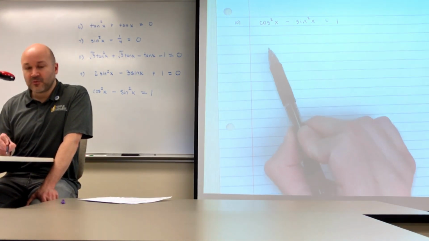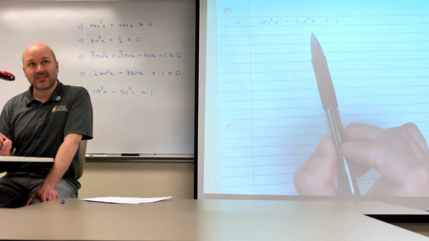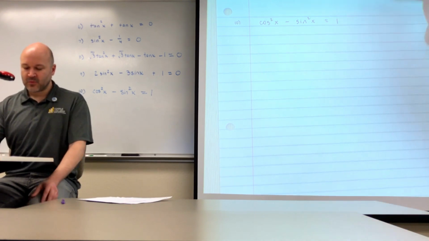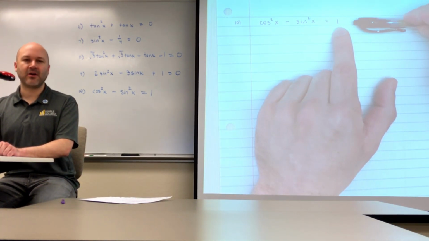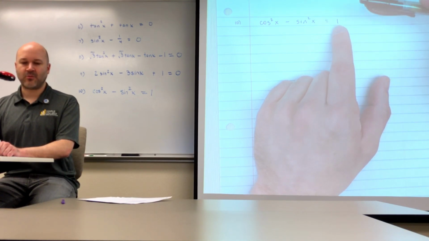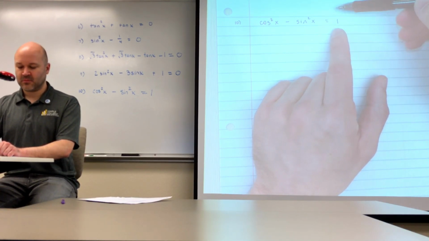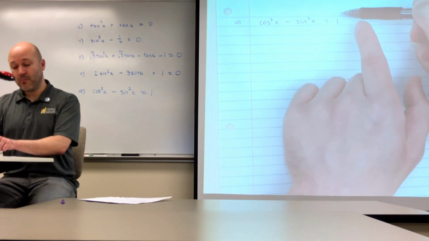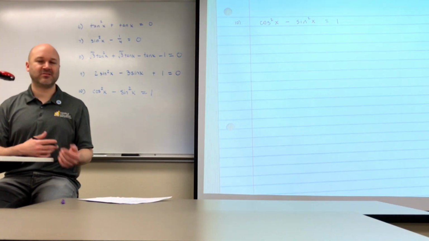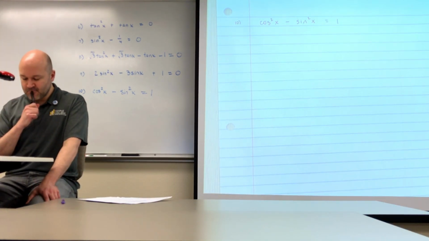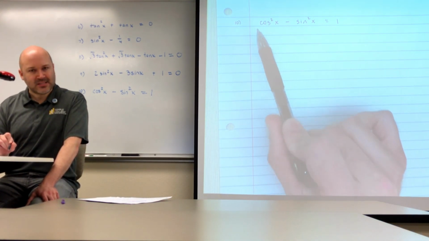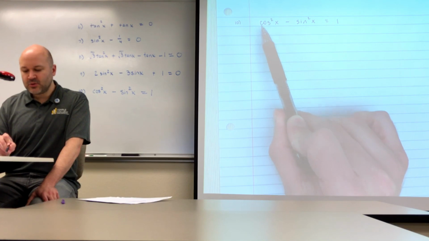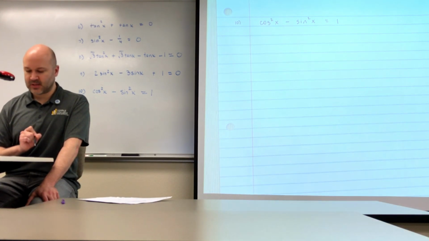in this one. I've got cosine squared x minus sine squared x equaling 1. So if I tried a difference of 2 squares, I would not have 0 on the other side of the equation. So that wouldn't help me. I had to have a 0 there. So I could move the 1 over, but then I no longer have a difference of 2 squares. All right. Oh, in fact, I don't think I've had this situation before where I have 2 different trig functions.